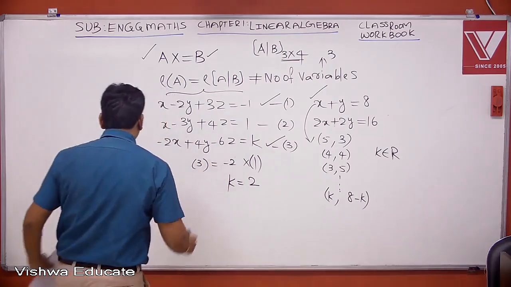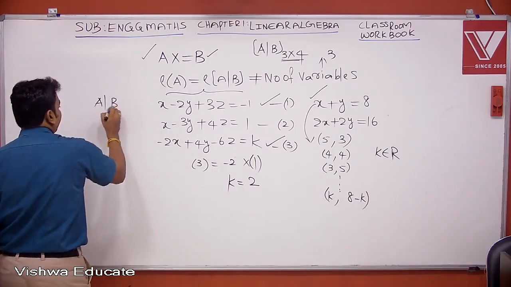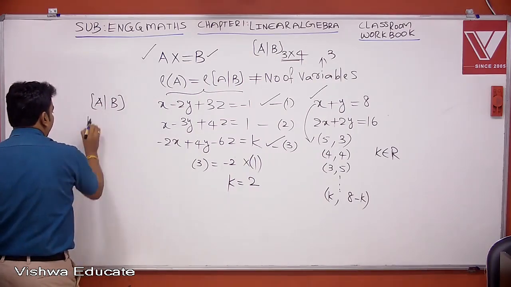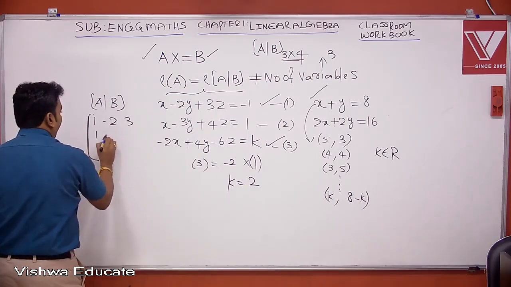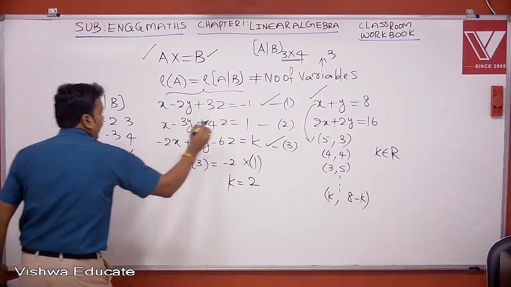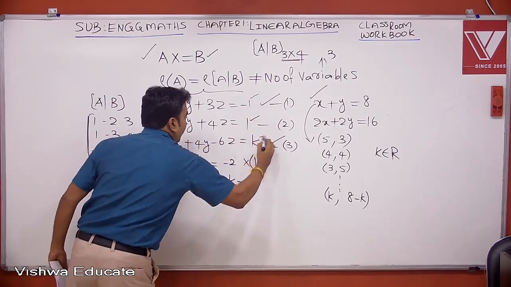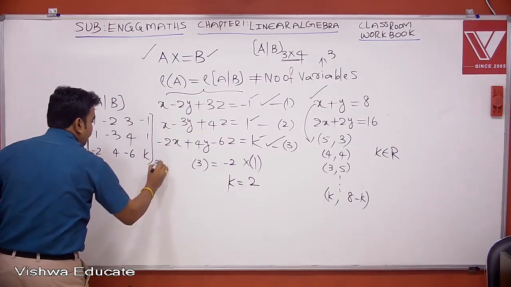Say, for example, I can take this matrix. So the augmented matrix is this. The coefficient matrix is 1, minus 2, 3, 1, minus 3, 4, minus 2, 4, minus 6, and the right side numbers are minus 1, 1, K. So minus 1, 1, K. This is my augmented matrix.